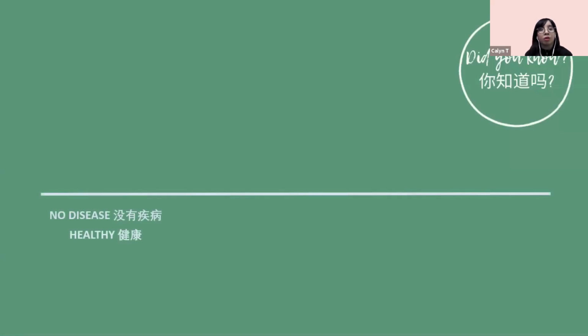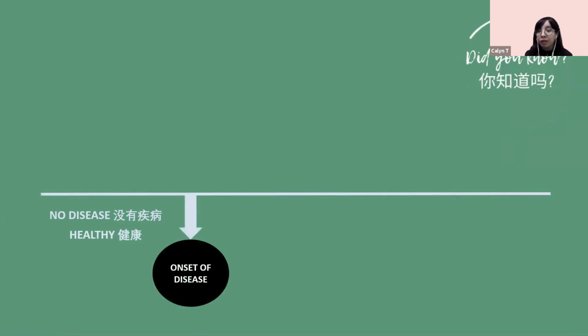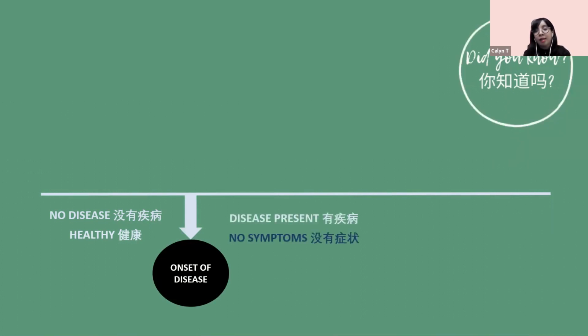So just to introduce all of you to this, before we go into the crux of the talk, which is prevention. Most of us as humans start with no disease and being healthy. But at some point you have the onset of disease. Then there is a period where the disease is present but you may not have any symptoms. The disease is already there, it just doesn't show symptoms.